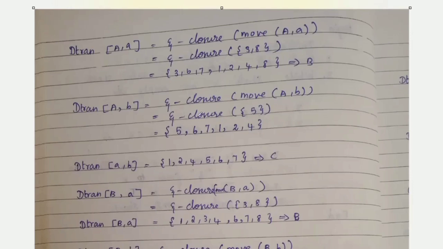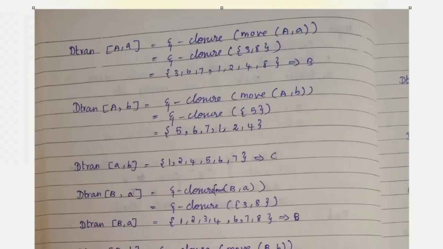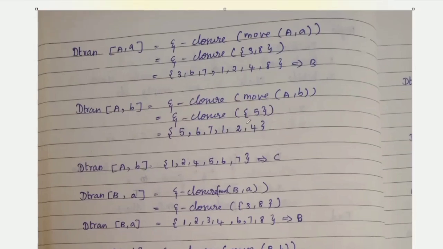Then we have to find the epsilon closure of 5. Look at the transition diagram. From state 5 we reach 6 and 7. Write 5, 6, 7. From 6 we reach back to 1, and 1 reaches 2 and 4. So 1, 2, 4. The epsilon closure of 5 is 5, 6, 7, 1, 2, 4, rewritten as {1, 2, 4, 5, 6, 7}. This is named DFA state C.